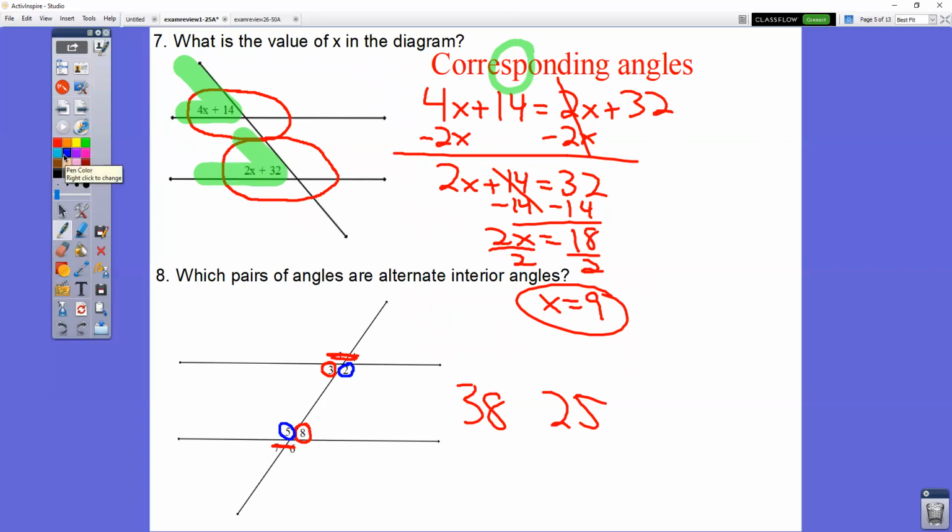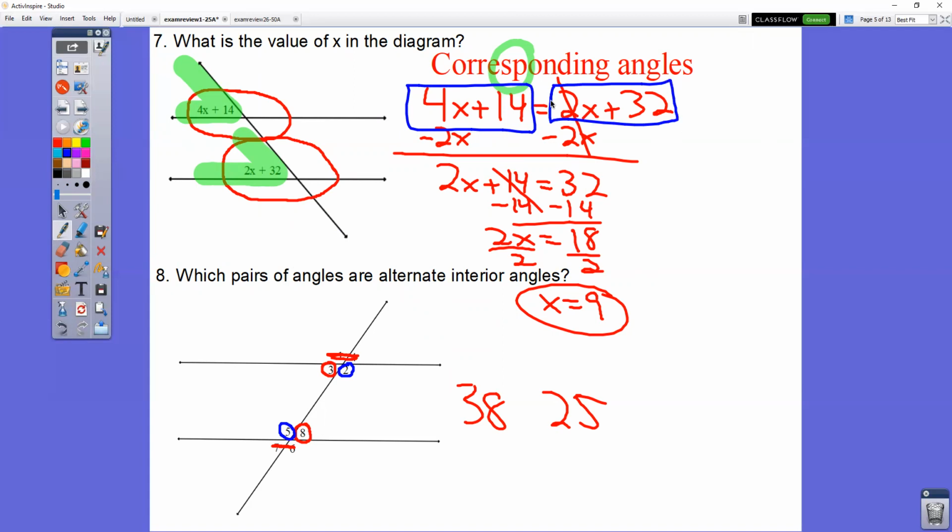You also know that these are equal to each other in parallel lines. If they look the same, they are the same. They're equal to each other. They're also both acute angles. So if they're equal to each other, what we want to do is we want to set them equal to each other. The one angle equals the other angle.